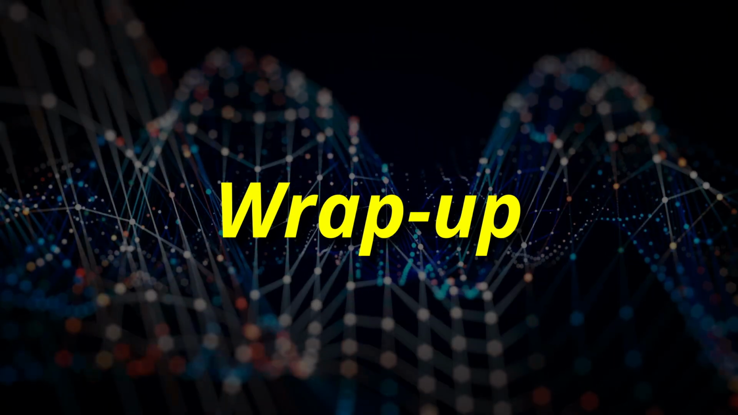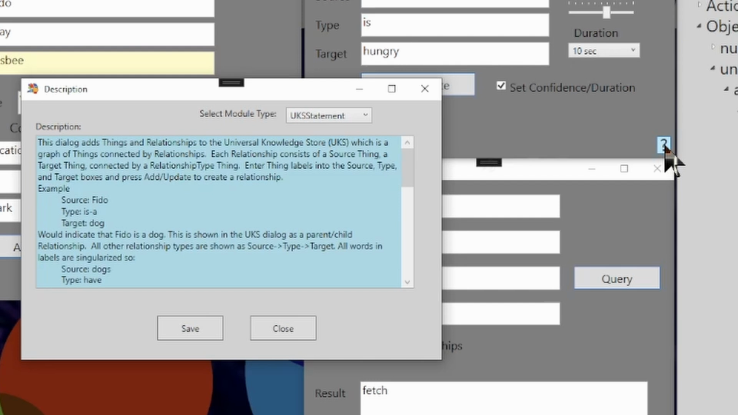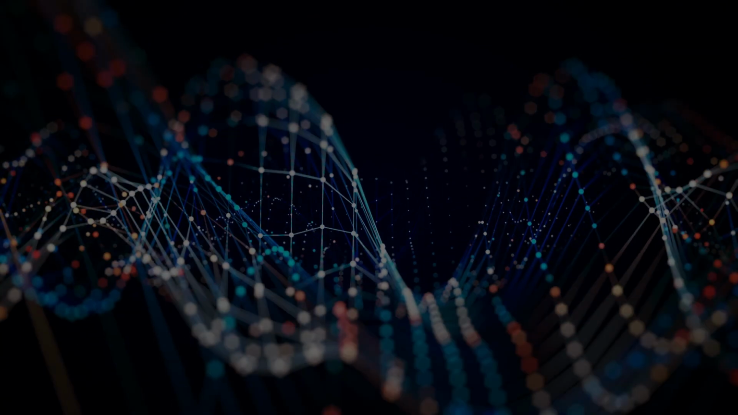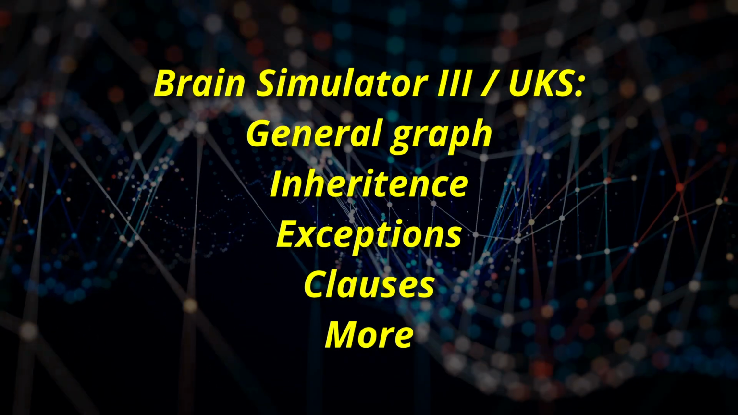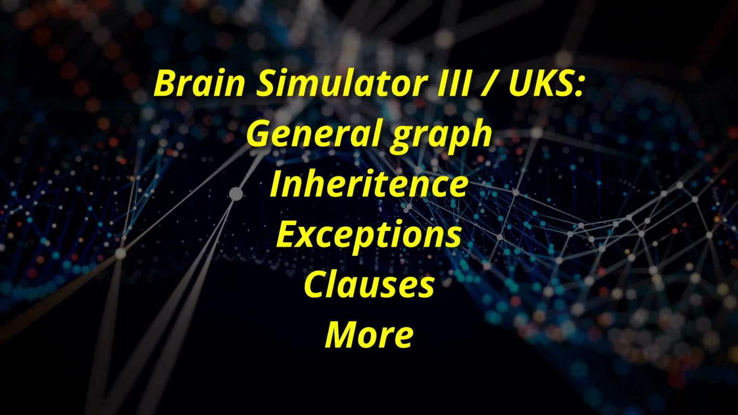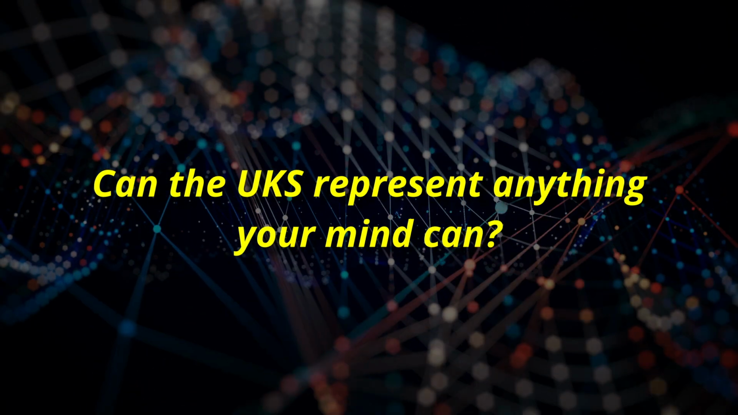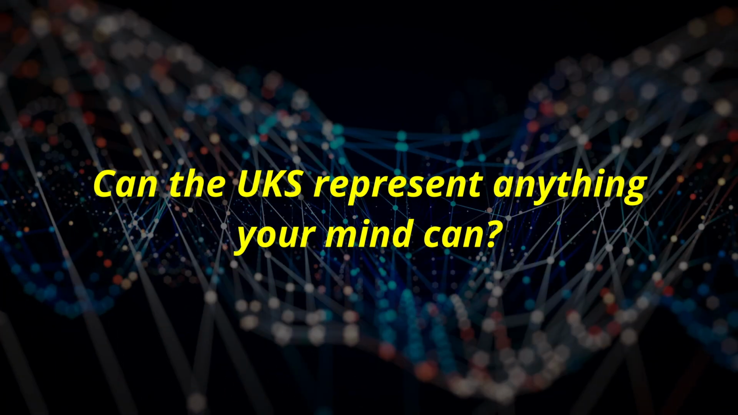To wrap up, as you experiment with the BrainSimIII, notice that each dialog box has a question mark button which displays brief explanations for that dialog and could provide answers to your questions. To summarize, the UKS provides many features needed to represent common sense information in the form of a graph. With its inheritance, exceptions, clauses, and the other features shown in this video, it may already be capable of representing anything your mind can. Imagine if you can think it, the UKS can represent it.